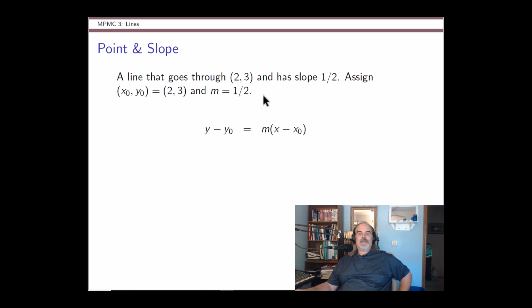M is 1/2. And so as we revisit the point slope structure, or template, for the equation of the line, there are 3 places that we need to drop in numbers. And we have those 3 values based on the equation of the line, right?